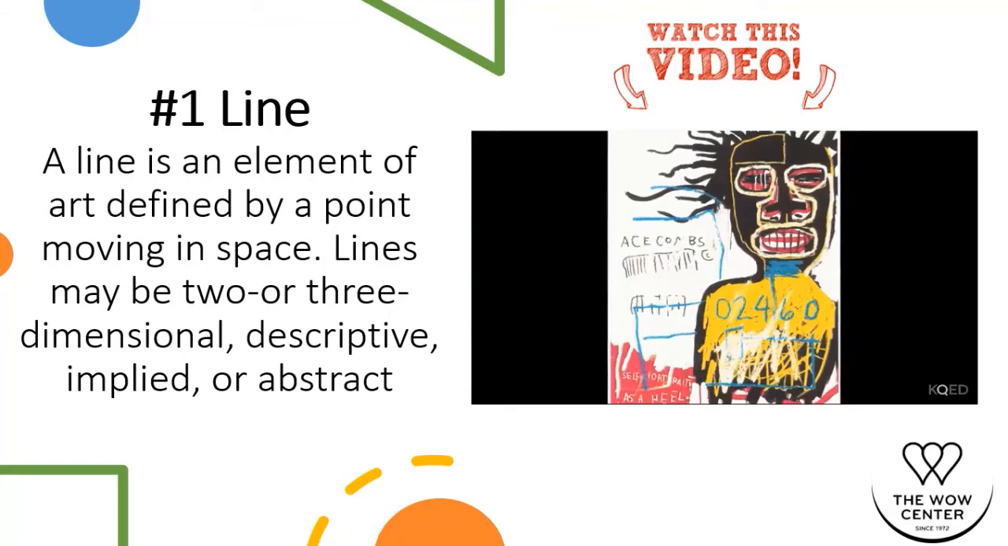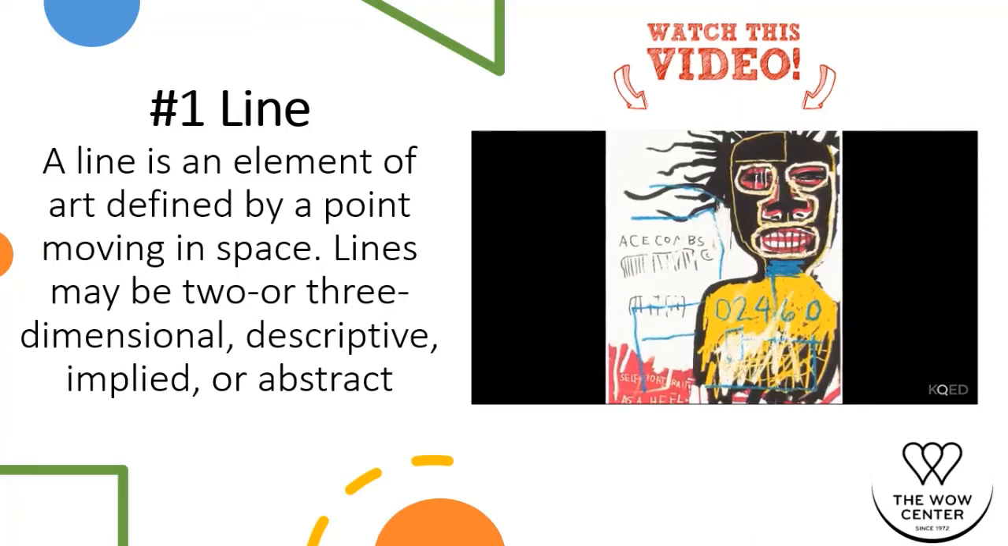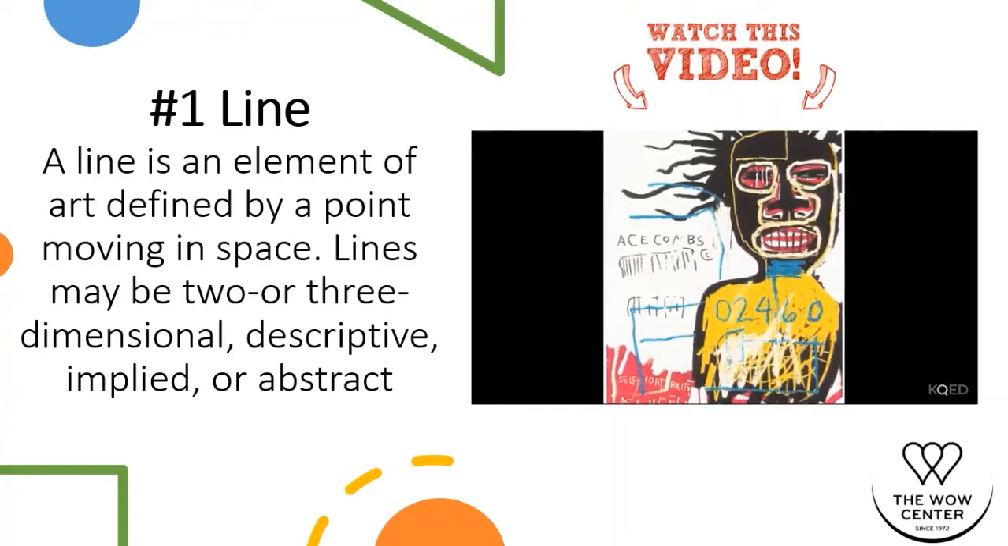This is a self-portrait by Jean-Michel Basquiat. His lines might be described as bold, jagged, almost messy at times. What do these lines make you think of? Why might he have chosen to represent himself in this way?